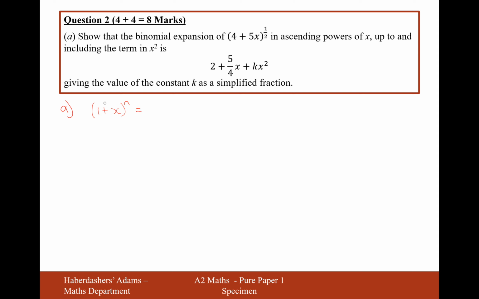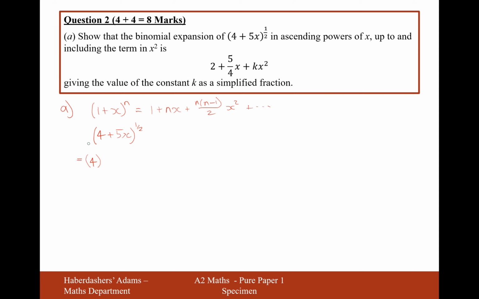We've got a power of a half, so we have to use this expression here: 1 + nx + n(n - 1)/2 x squared + ... Now what we have here is (4 + 5x)^(1/2). So we definitely know that n is going to be a half, but we haven't got a 1 at the front of our bracket. So what we need to do effectively is to factorize out 4 from the brackets.